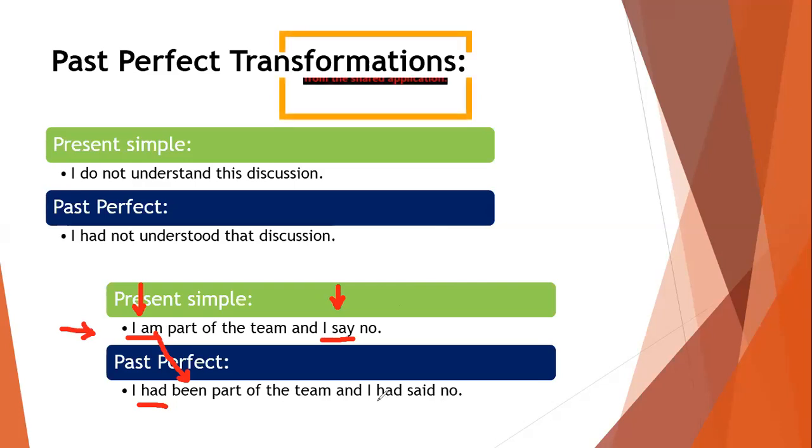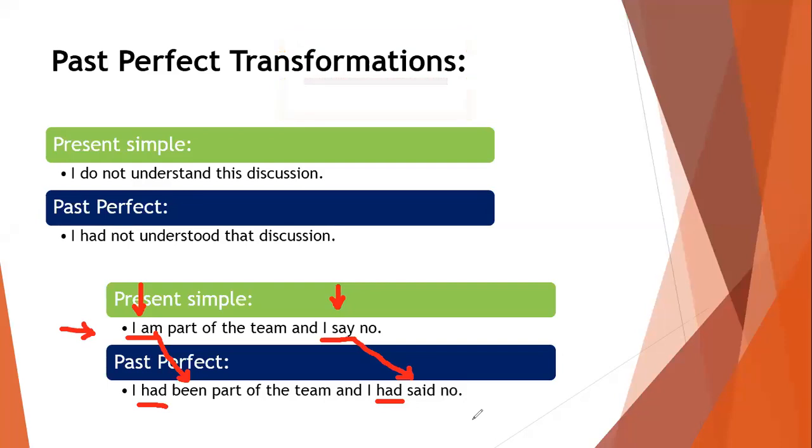Y yo había dicho, as you can say, the past participle of say is said. Y yo había dicho no. Is that easy to understand? I mean, it's not complicated. It's just for you to detect which parts are changing, which parts are not.